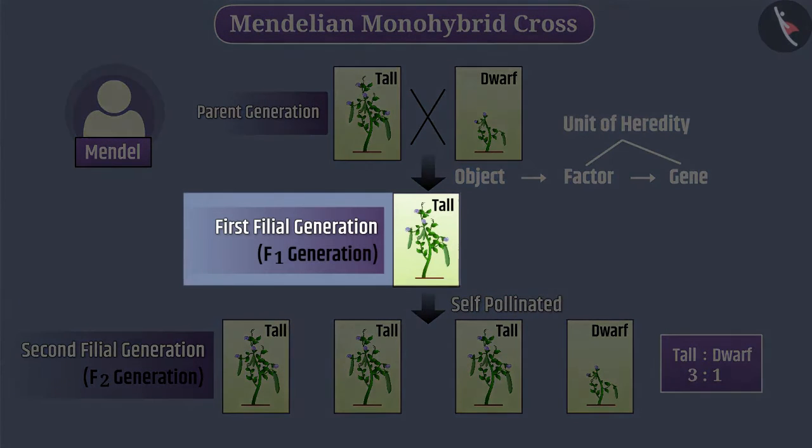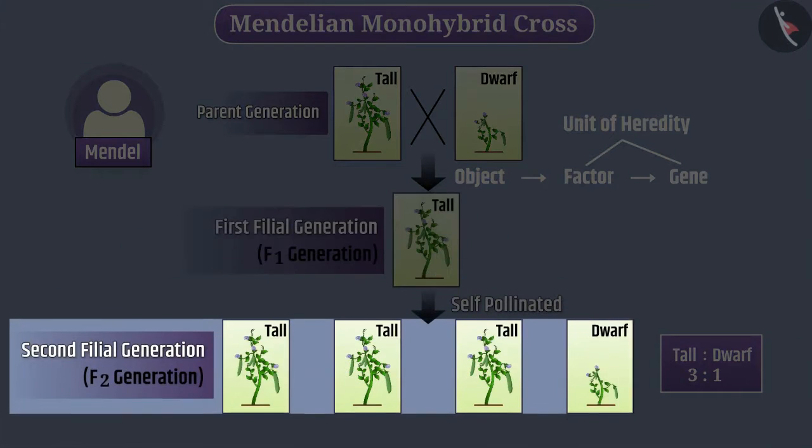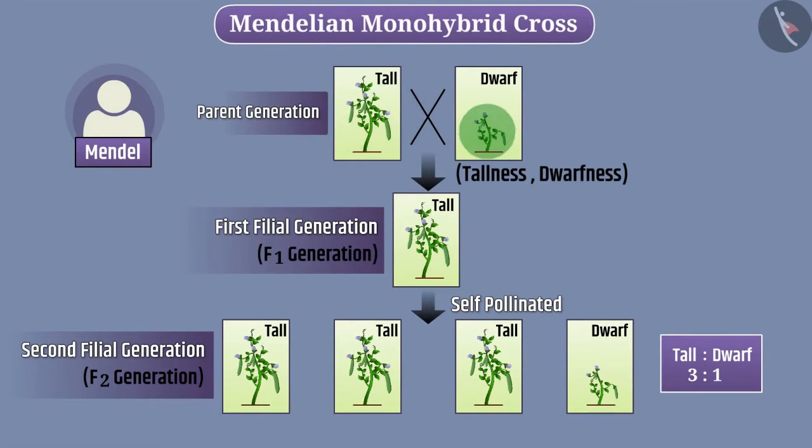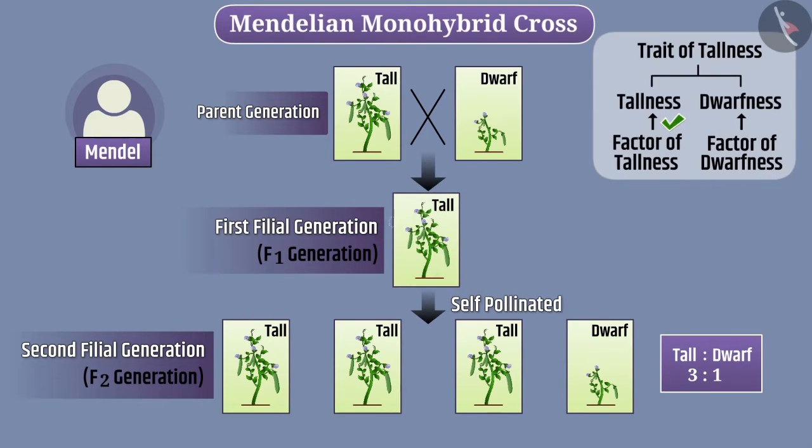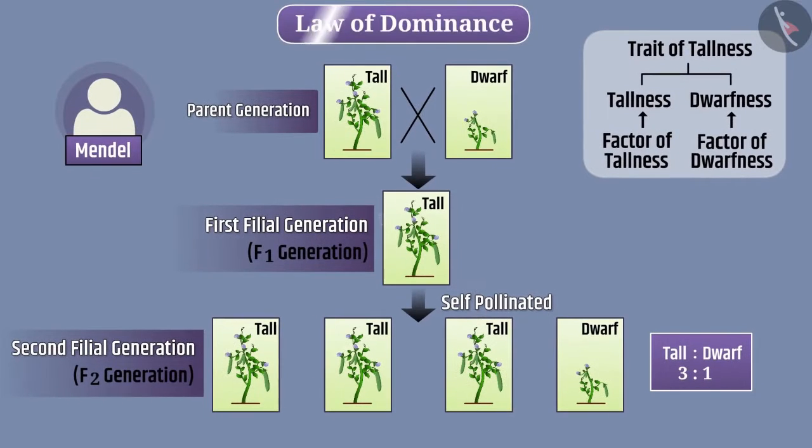F1 generation plants must have inherited both tallness and dwarfness traits from the parent generation, therefore both factors, tallness and dwarfness, must be present in the F1 generation plants. However, only the trait of tallness gets expressed. With this understanding, Mendel proposed the law of dominance.